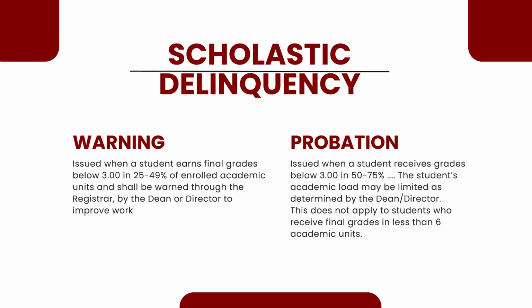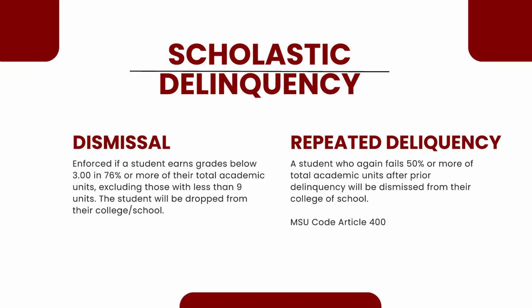Probation: if you receive grades below 3.00 in 50 to 75% of your units, you will be placed on probation, and your dean may restrict your allowed unit load for the following term. Dismissal: if academic difficulties continue, failing or receiving below 3.00 in 76% or more of your academic units will result in being dropped from your college.